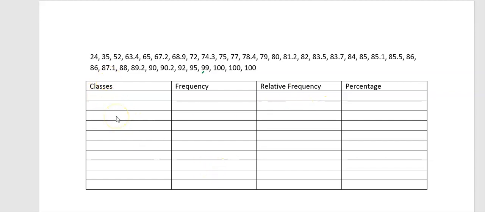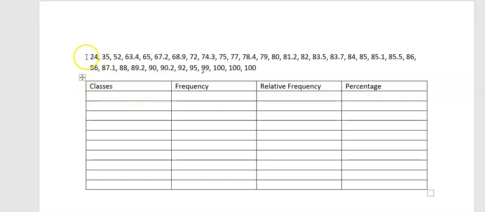So first we need to come up with classes. Since these are scores on a statistics test, it makes a lot of sense to make our classes something that makes sense to us. Like, we know that a 70 to a 79 is a C, and an 80 to an 89 is a B, and a 90 to a 99, and actually a 99 to 100, is an A. But we have to make all of our classes the same size. So what I'm going to do is make them increments of 10.